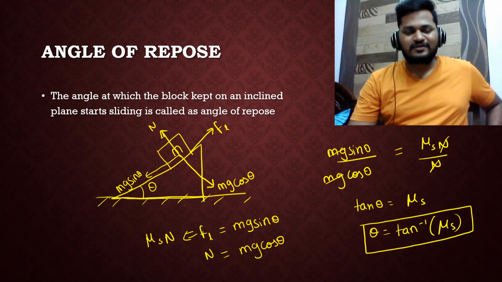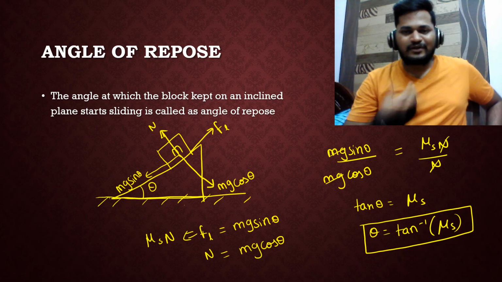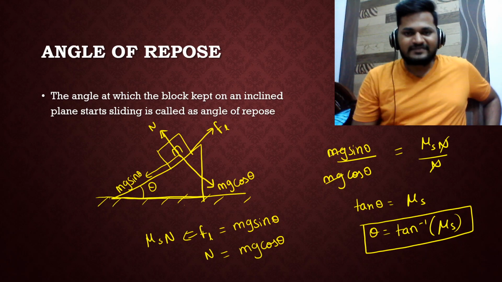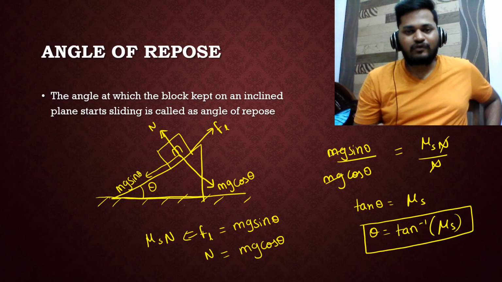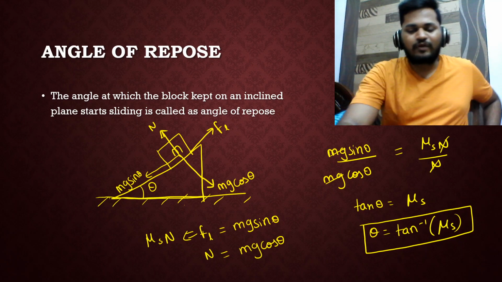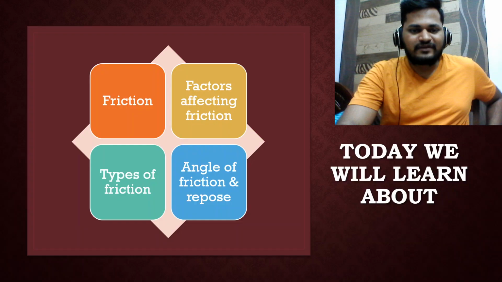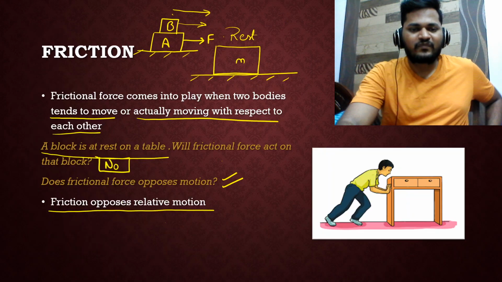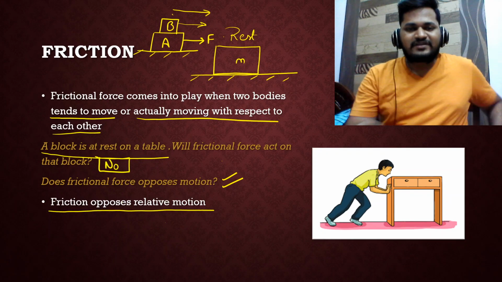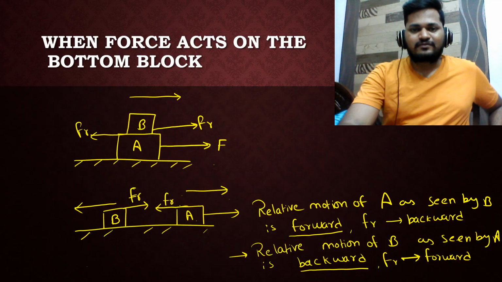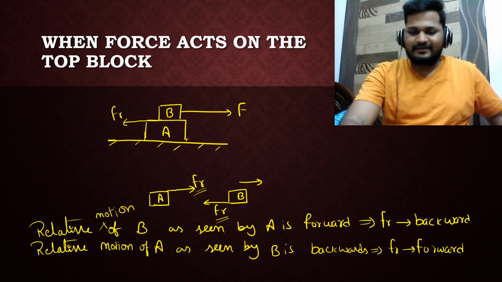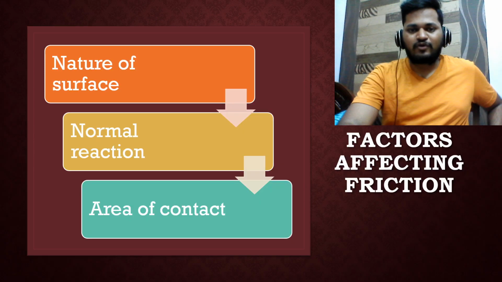Okay, students. So today, what all things we have discussed? What is friction? It is a force that comes into play when two bodies tend to move or actually move with respect to each other. Okay, and what else we have discussed? Friction opposes relative motion. That discussion we have done with the block on block example.